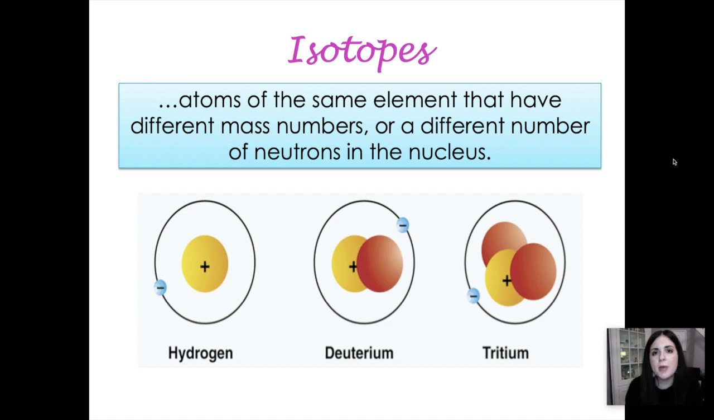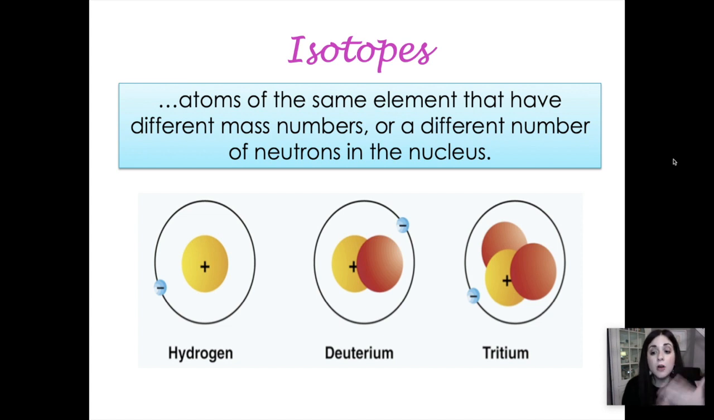What an isotope is: atoms of the same element that have different mass numbers, or a different number of neutrons in the nucleus. Atoms don't have to have a specific number of neutrons. They all, depending on the element, have to have the same atomic number.